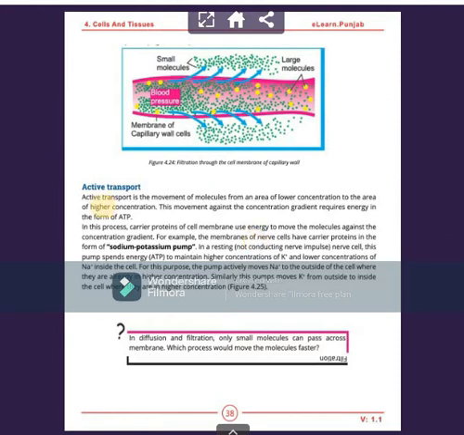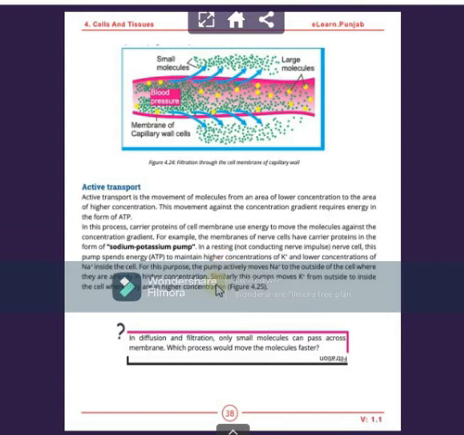Then the next is active transport, which is the movement of molecules from an area of lower concentration to an area of higher concentration. That is opposite to diffusion. So this movement against the concentration gradient requires energy in the form of ATP. In this process, the carrier proteins of the cell membrane use energy to move the molecule against the concentration gradient.